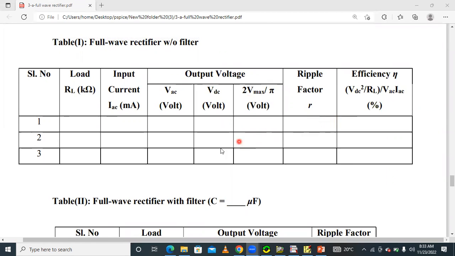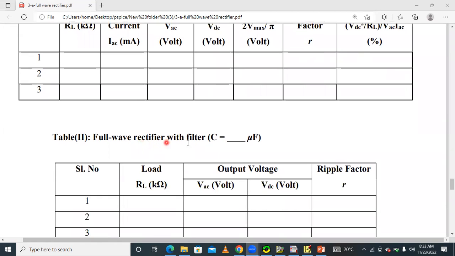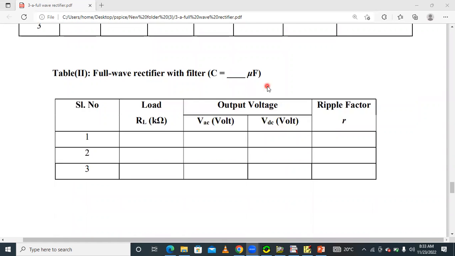Next, similarly, table 2 with filter, the capacitor filter, with capacitance value C in microfarads, in the range of microfarads. Load resistance RL is the same as the previous one, then output voltage VAC in volts, VDC in volts, and ripple factor. Like this we have to execute and fill in the details using PSpice.